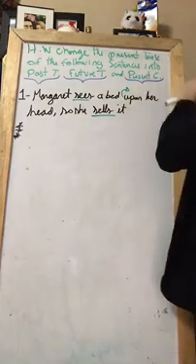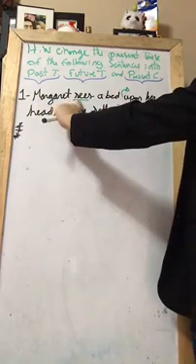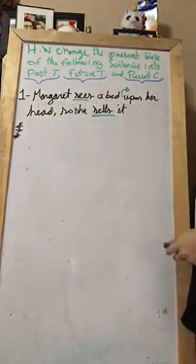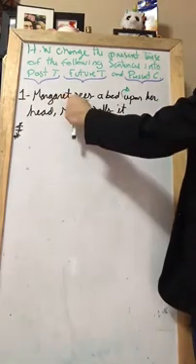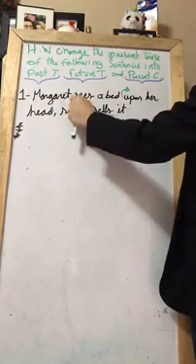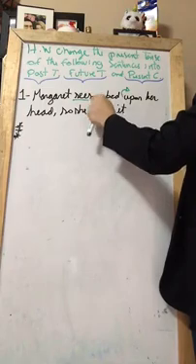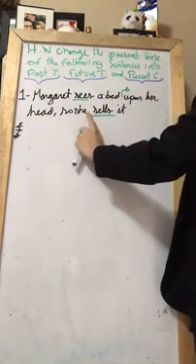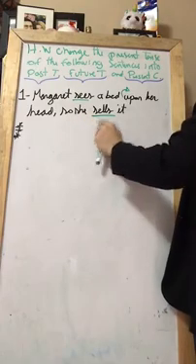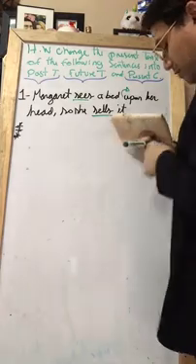And then present continuous. Margaret, what would be the am, is, are for sees? Margaret is seeing a bed upon her head, so she is selling it. See? Super simple. Next one.